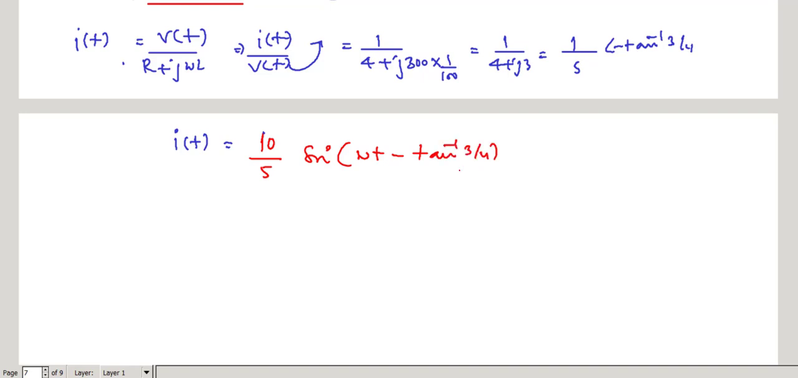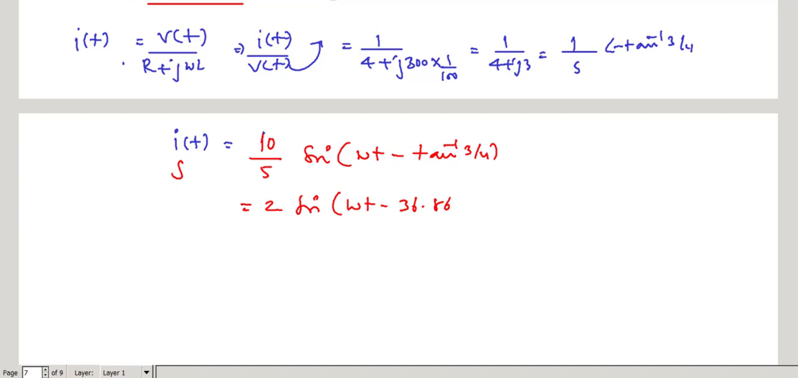So omega t minus tan inverse 3 by 4. What is 3 divided by 4? Shift tan inverse, so 36.86. So what is the answer? So 2 sin omega t minus 36.86. So we know that this is the steady state response.